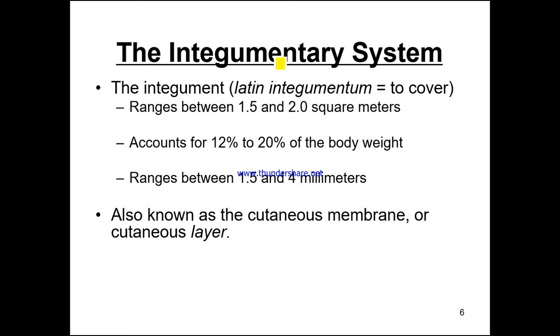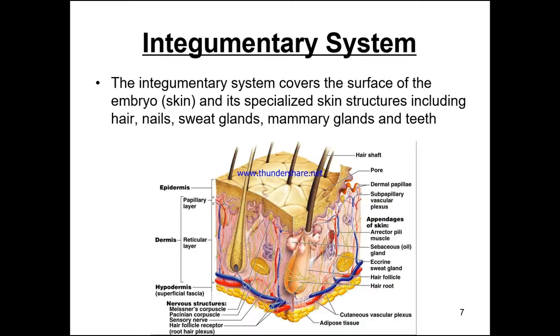So the integumentary system. The integument, Latin integumentum, which means to cover, ranges between 1.5 and 2 square meters, and it accounts for some 12 to 20% of the whole of the body weight. It ranges anywhere from 1.5 to 4 millimeters in thickness. It's also known as the cutaneous membrane or the cutaneous layer.